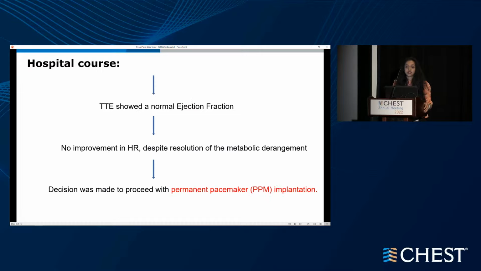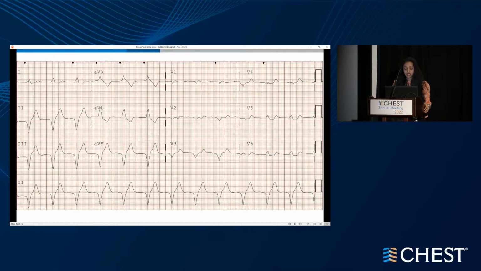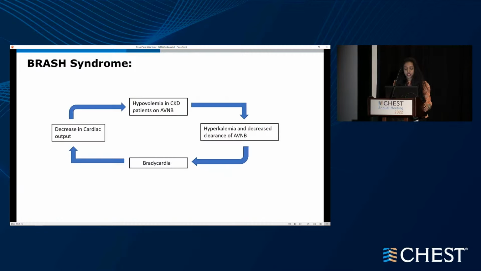Meanwhile, we did a transthoracic echocardiogram, which showed a normal EF. Though all the metabolic derangements were corrected, and we did give enough time for the drug to clear, there was no improvement in heart rate. Then the decision was made to place a permanent pacemaker. This is the EKG, which shows a ventricular paced rhythm.